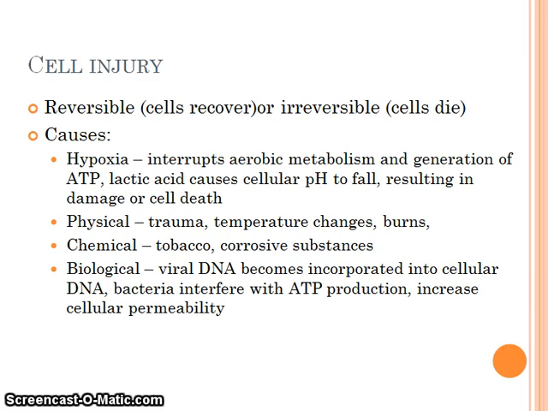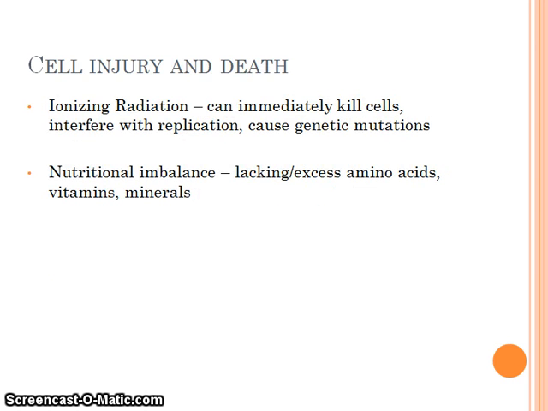Injury can come from trauma or physical impacts, chemicals, things like tobacco, corrosive substances. You can also have damage from biological agents like viruses, bacteria, things that are interrupting the production and function of normal cells. Other things that can cause it are ionizing radiation. These can immediately kill cells and interfere with their replication. This is why we use radiation to treat some types of cancer tumors. And then nutritional imbalances as well.